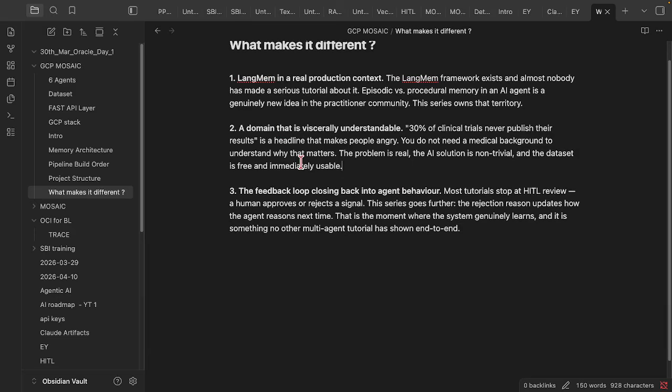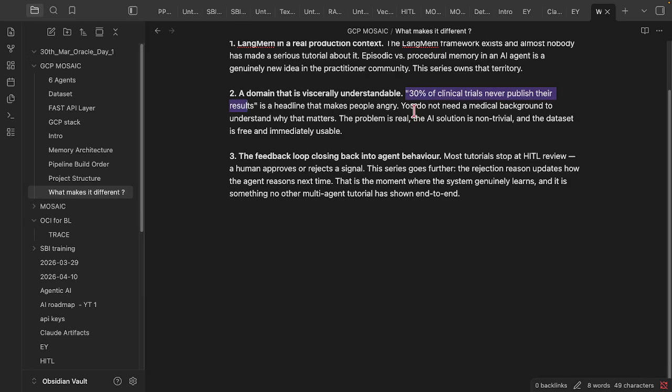Now let's say a domain that is viscerally understandable. 30% of clinical trials never publish their results. Just imagine, this is also a fantastic domain to work with. I was actually taking some time to work on this project. The reason being, I was looking for an interesting domain, an interesting project to work on, something cool that at the same time gives you production level value. So you don't need a medical background to understand why that matters. This problem is real. And the data set is free. That is the best part.